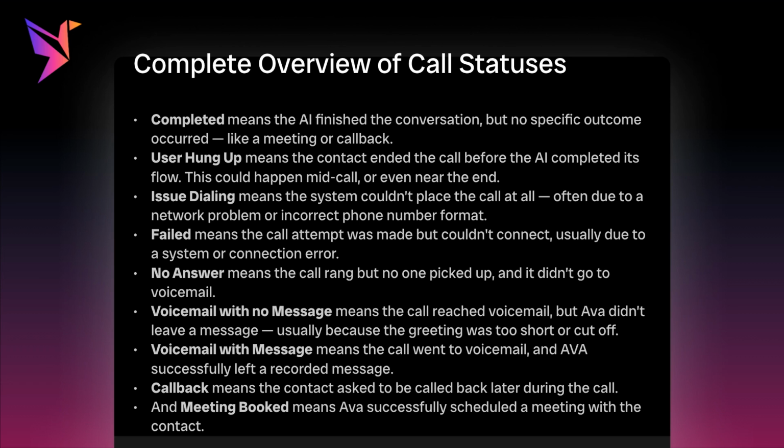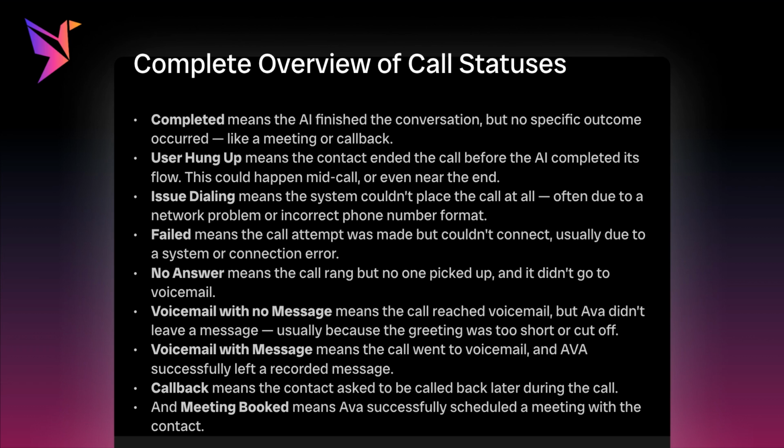Issue dialing means the system couldn't place the call at all, often due to a network problem or incorrect phone number format. Failed means the call attempt was made but couldn't connect, usually due to a system or connection error. No answer means the call rang but no one picked up and it didn't go to voicemail. Voicemail with no message means the call reached voicemail, but Ava didn't leave a message, usually because the greeting was too short or cut off.